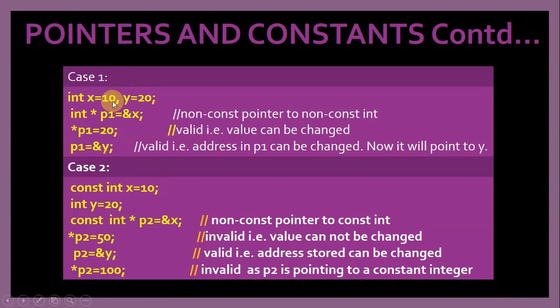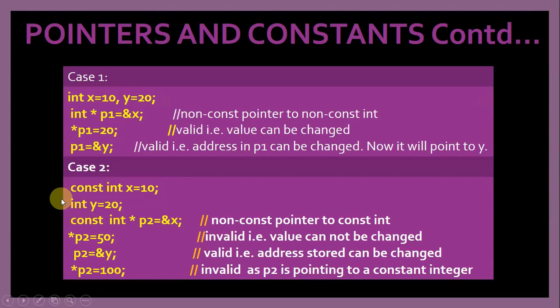Now consider case 1. Suppose I have two integer variables where x is 10 and y is 20. Now when I say int *p1 = &x, it means I am storing the address of x in the pointer variable p1. So when I say *p1 = 20, the value which is stored in x will now become 20 instead of 10. And if I give the statement p1 = &y, instead of x, p1 will now start pointing to y. So this is a simple pointer. I can change the value as well as the address in p1.